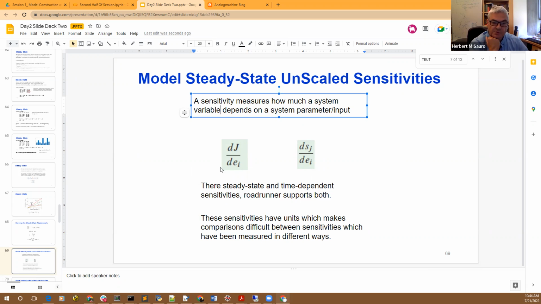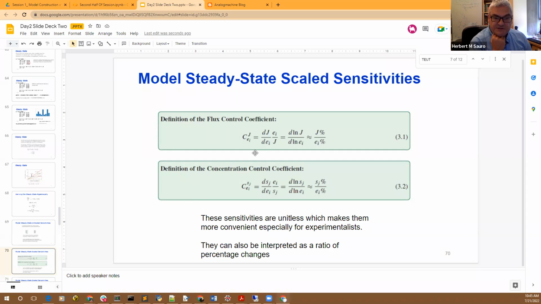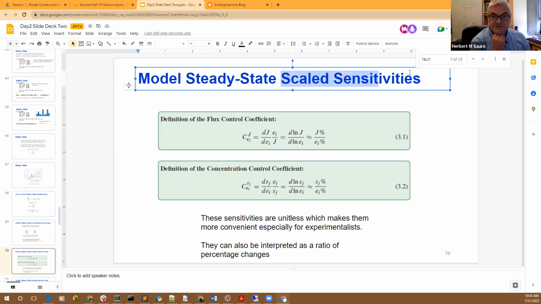One issue with these unscaled sensitivities is that they have units. So the reaction rate will have a unit, the parameter will have a unit. That means comparing sensitivities between different systems becomes very difficult, because if the person has used different units, you can't do the comparison. And this is particularly the case if you try to measure these experimentally, because who knows what units they're using. So it's more common to actually look at scaled sensitivities.